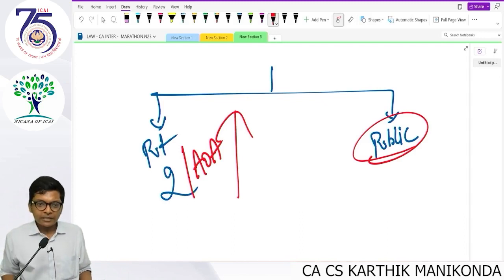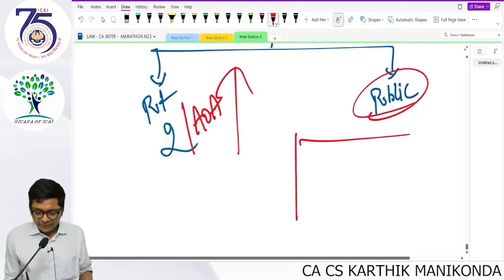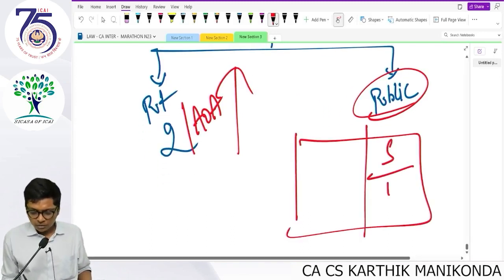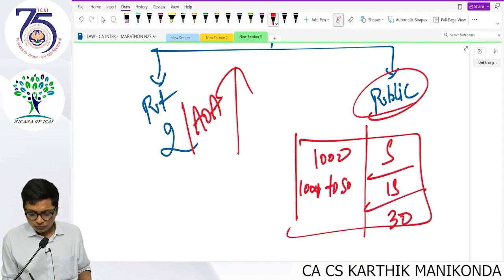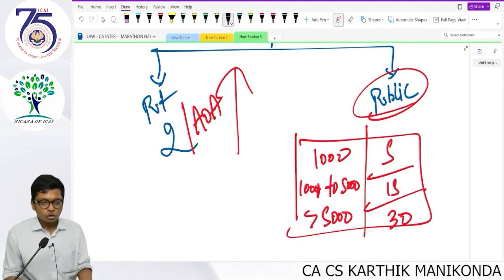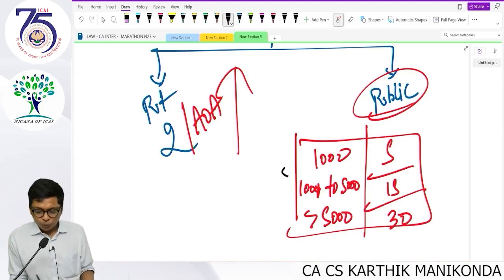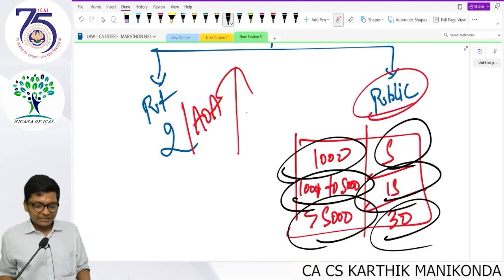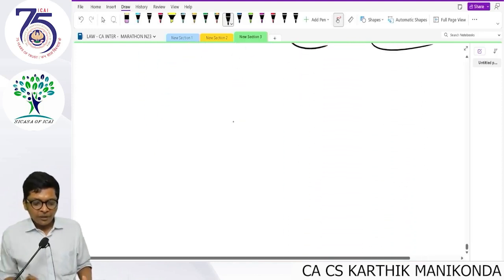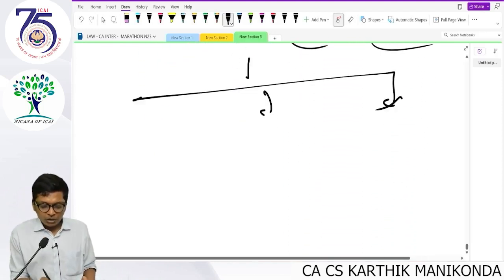Okay. Public company, there's a table, guys. 5, 15, 30. Up to 1000 members, quorum is 5. 1001 to 5000, quorum is 15. More than 5000, quorum is 30. That's it. You have to memorize. No other choice. Are you following, guys? Now, for the purpose of quorum, will I count these people?